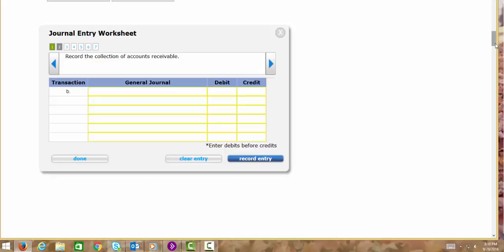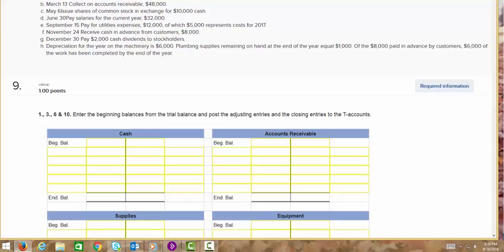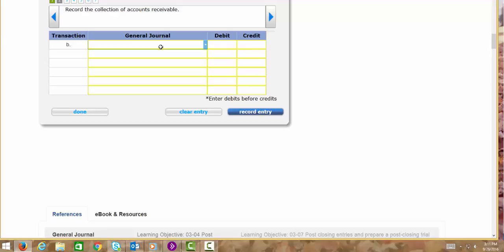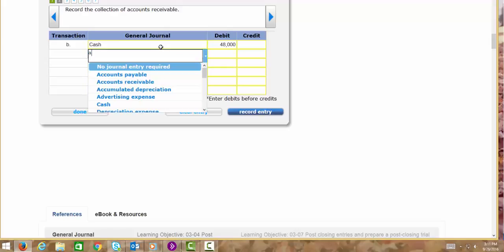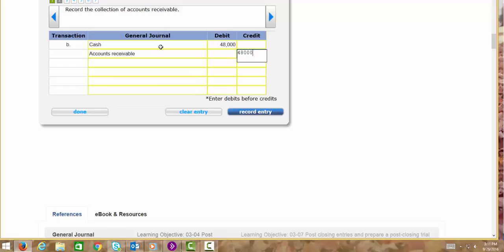I'm going to scroll back up to see. It says I record the collection of accounts receivables. So collection is a debit to cash. And from your accounts receivables, I'm going to scroll back up and see how much that was. We received $48,000. So I'm going to debit my cash account. And I'm going to credit my accounts receivables. And then I'm just going to record the entry. I'm just going to skip on through some of these. Issuing stock would be a debit to your cash and a credit to your common stock.